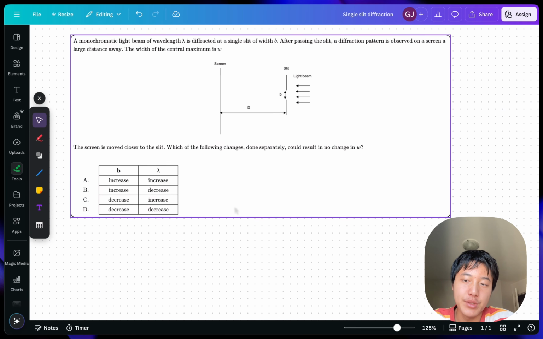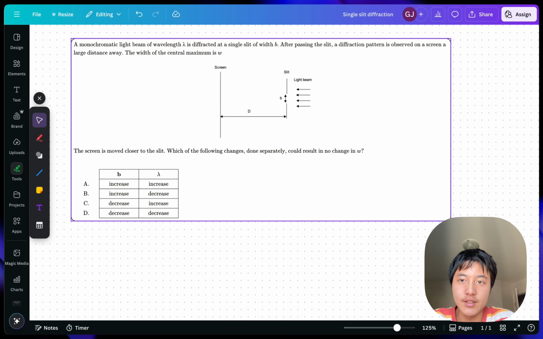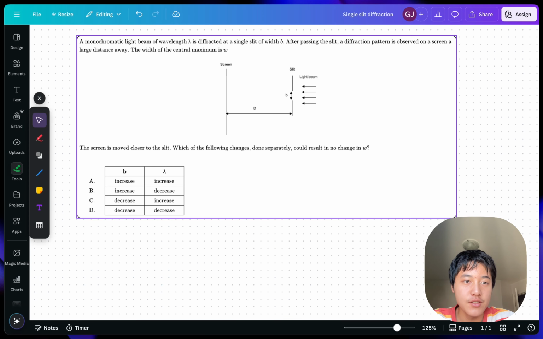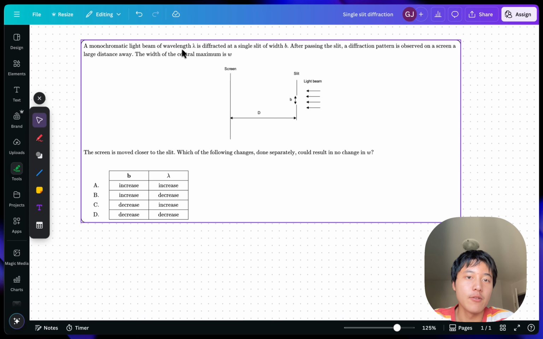Hello, today we're going to be doing a physics question, and it's on single slit diffraction. A monochromatic light beam of wavelength lambda is diffracted at a single slit of width b. After passing the slit, a diffraction pattern is observed on a screen a large distance away. The width of the central maximum is w.